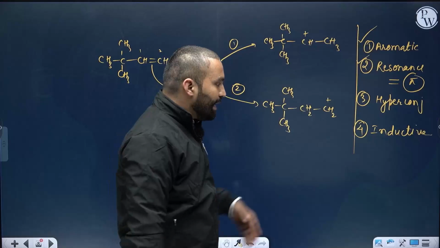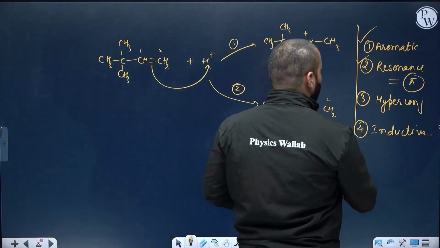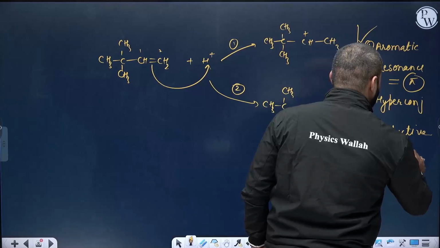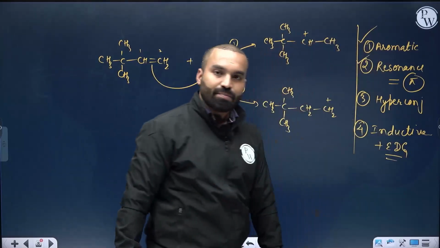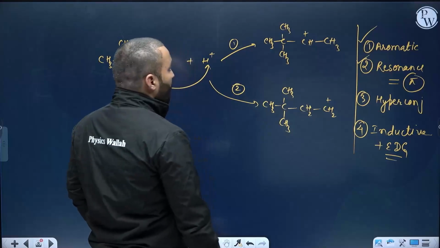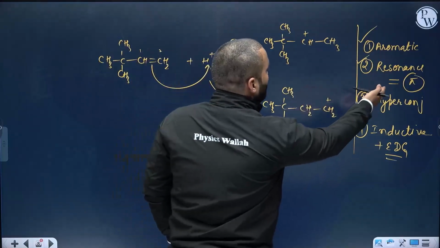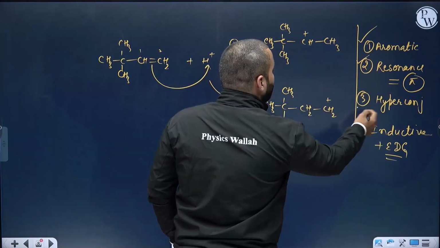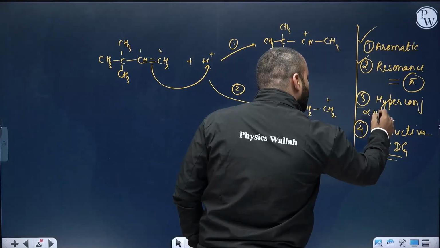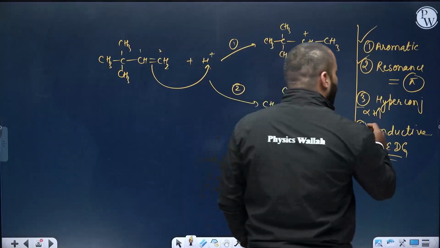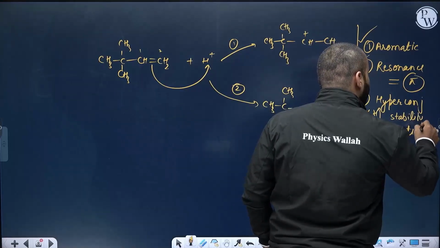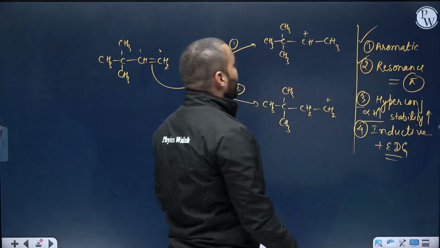Okay? Inductive, to stabilize carbon positive charge, I want plus groups present. We want electron donating groups present around carbon plus. Make sense, everybody? Are you with me? Okay. Now, here I see there is no pi bond, no aromaticity possible. Hyperconjugation, yes. The more alpha hydrogens, the higher the stability. Stability of carbon positive will also increase. Let's check for alpha hydrogens.